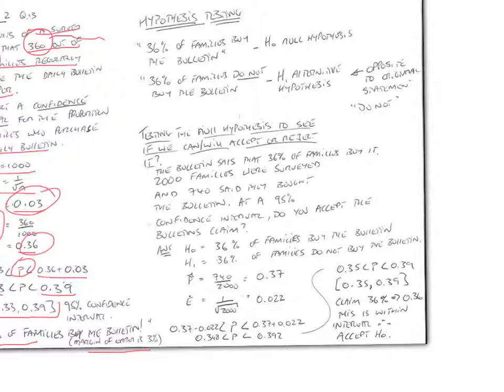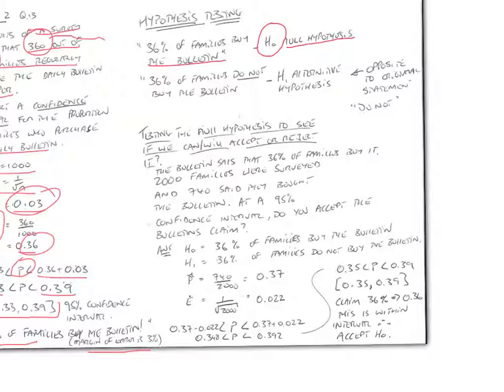Or they'll make a statement, and we'll do a survey to see if they're telling the truth or not, or if we can accept or reject their statement. So if a newspaper makes a statement like 36% of families buy the bulletin, then we call this statement our null hypothesis, and that's known as H subscript 0. Now, we can check to see if that's true or not, and we'll accept or reject the null hypothesis.